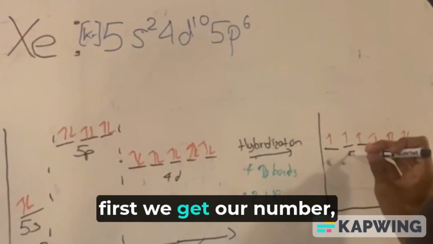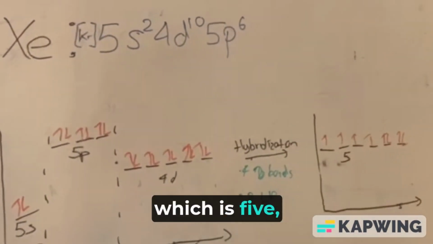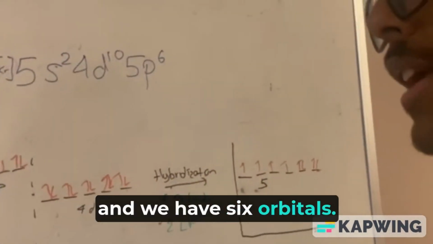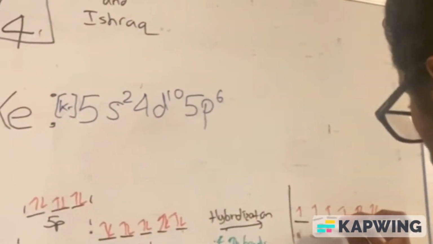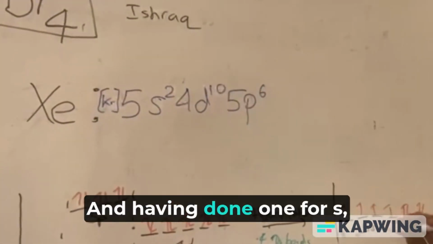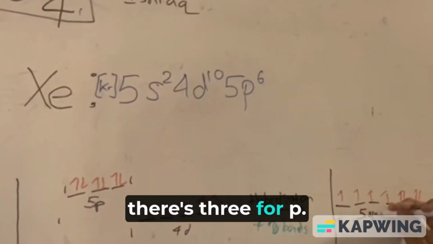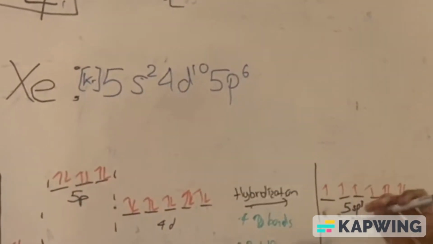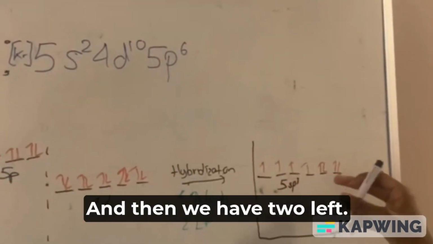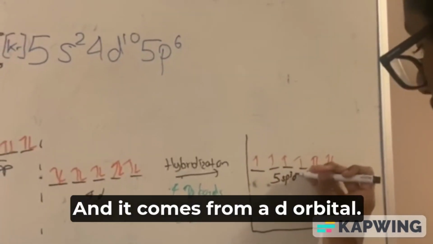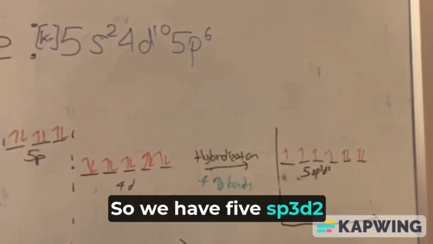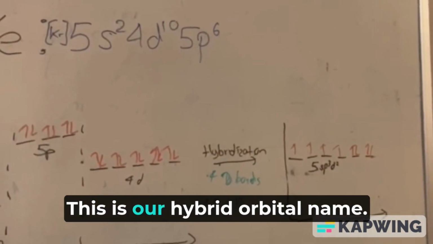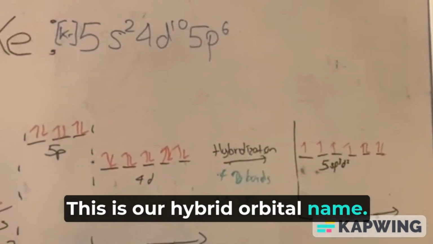To label it, first we get our number, which is 5. And we have 6 orbitals, so let's do 1 for s. And having done 1 for s, there's 3 for p. And then we have 2 left, and that comes from a d orbital. So we have 2 in d. So we have 5sp3d2. This is our hybrid orbital name.